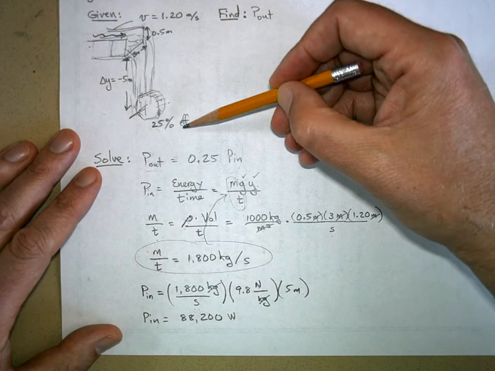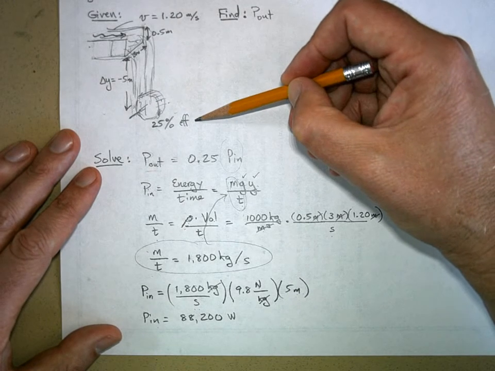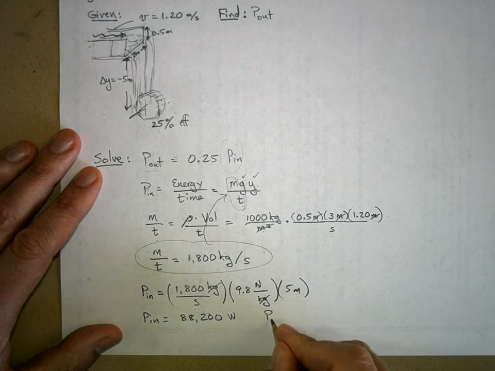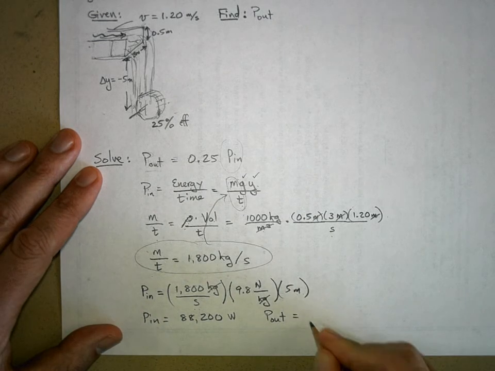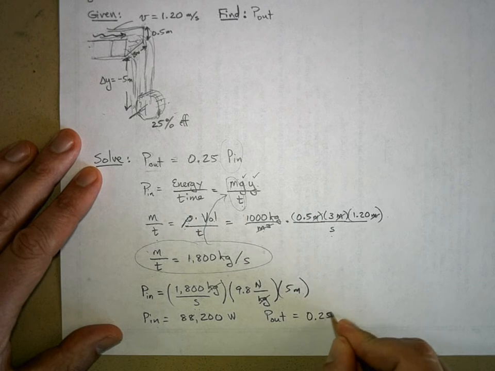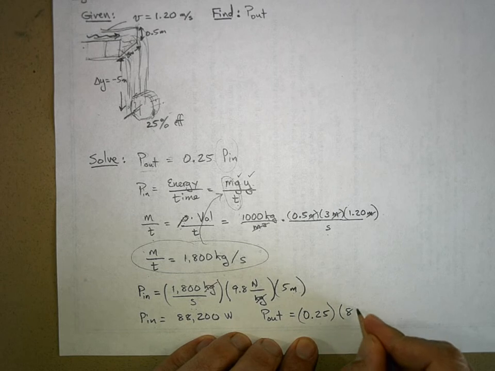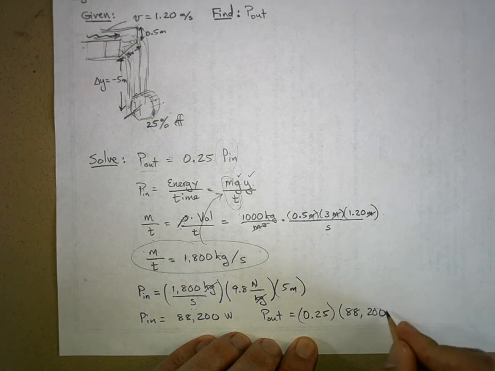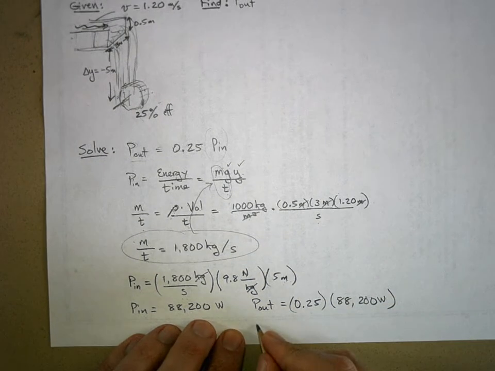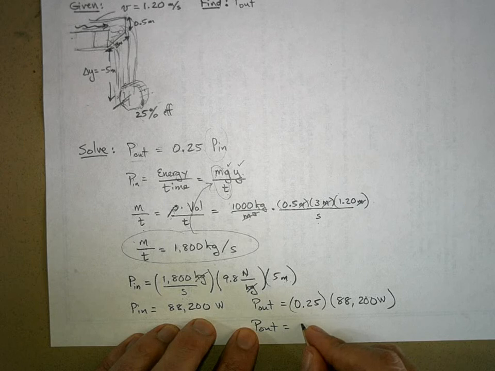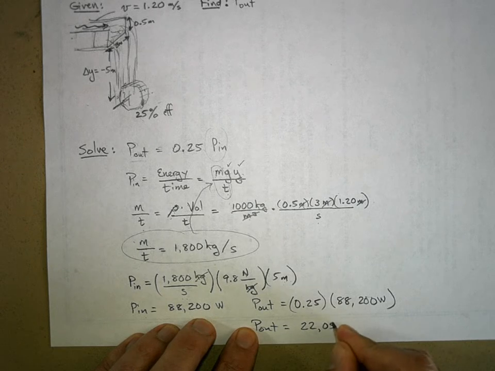But the generator only turns 25% of that into useful electrical energy. So let's multiply that by 0.25. That's 25% of 88,200 watts. And so our answer should be 22,050 watts.